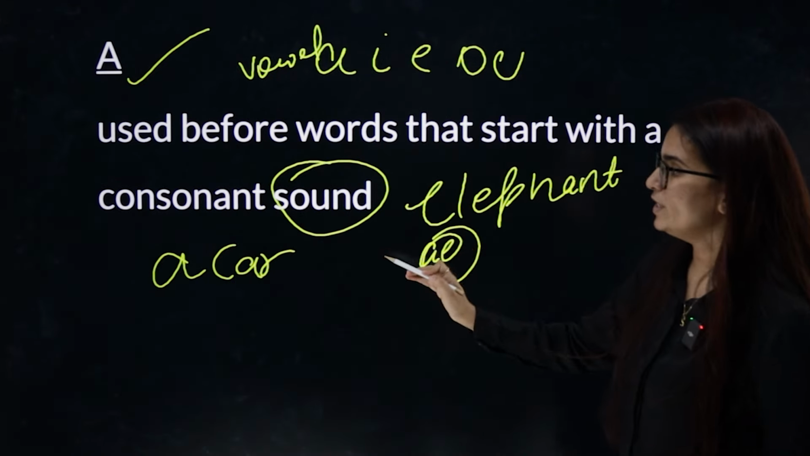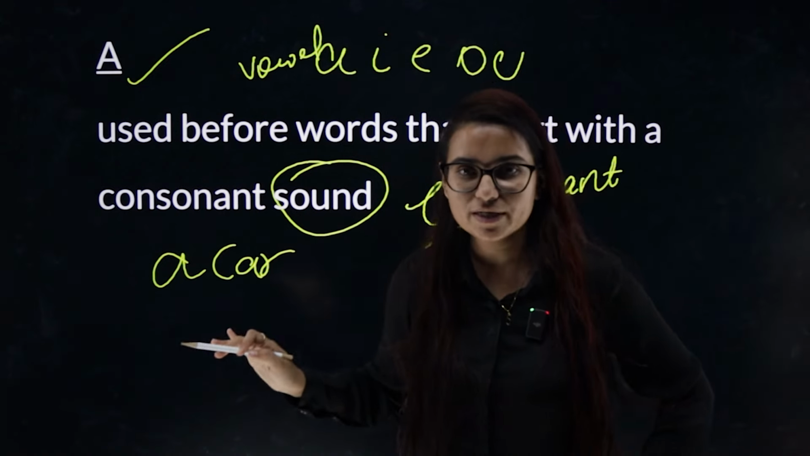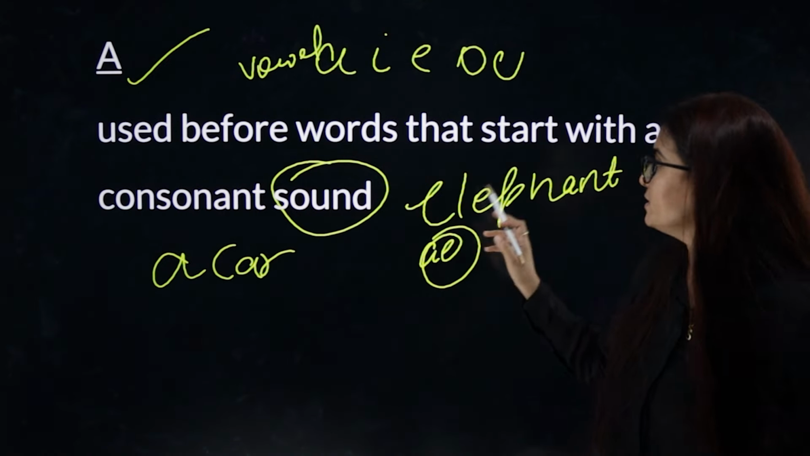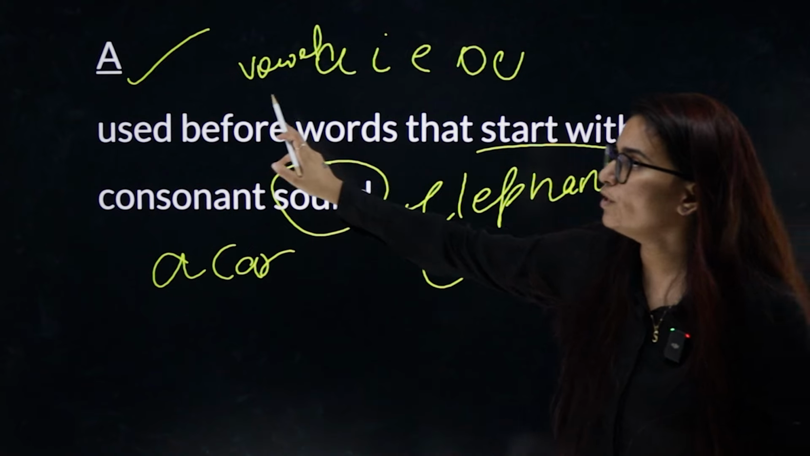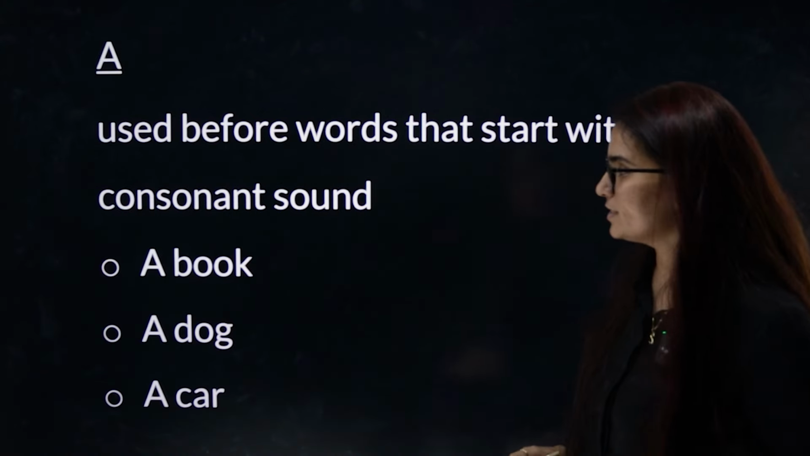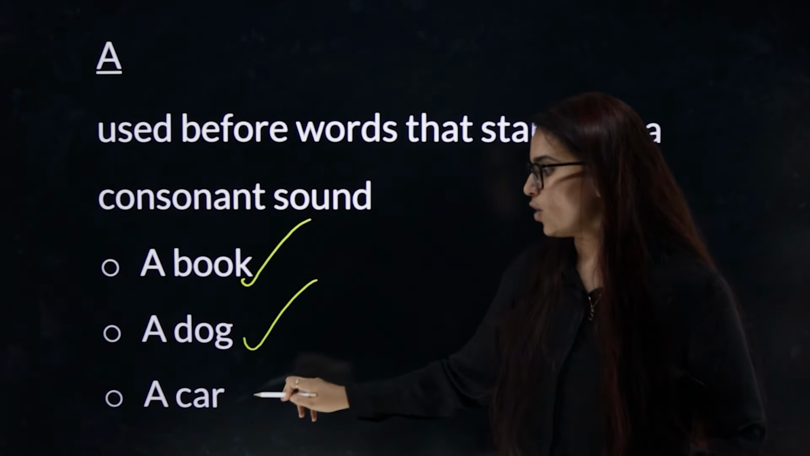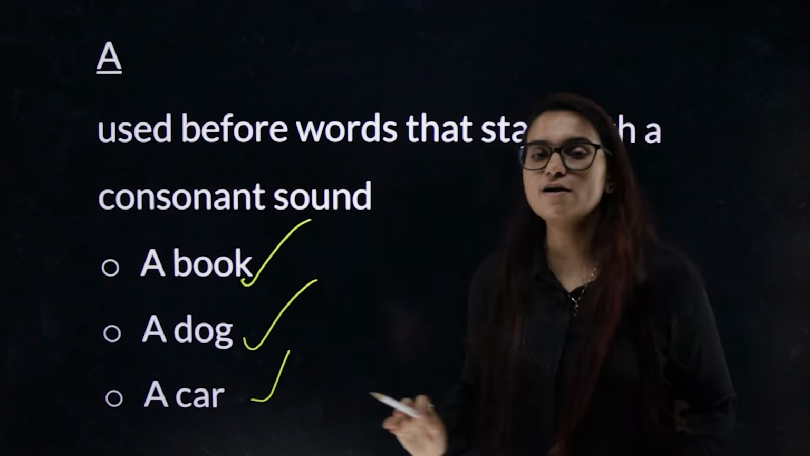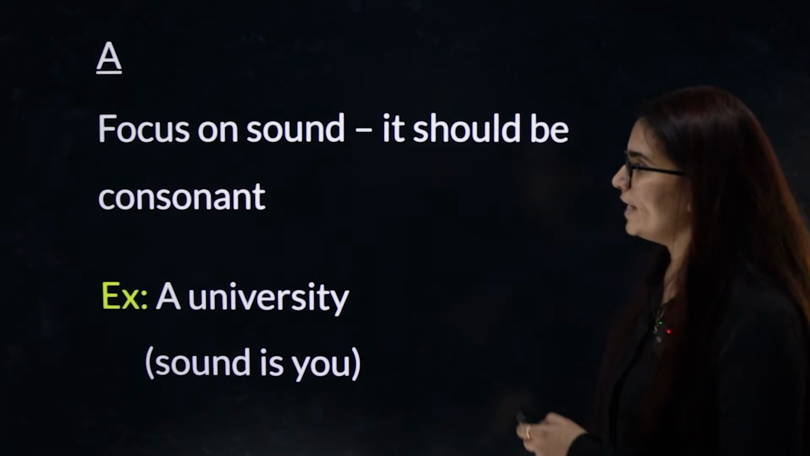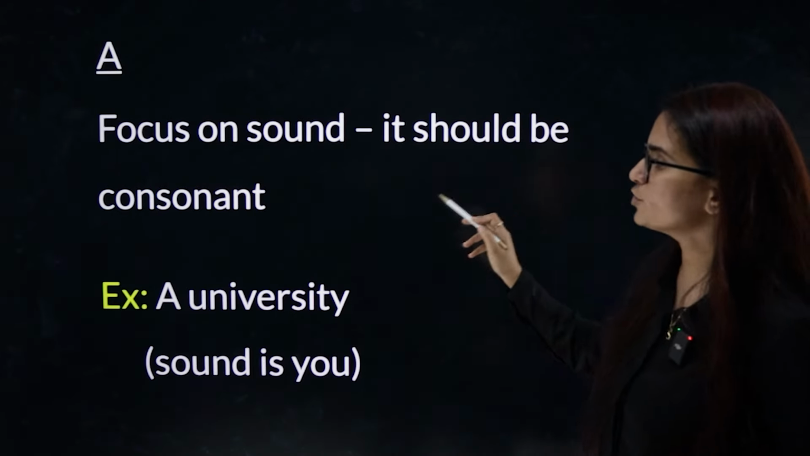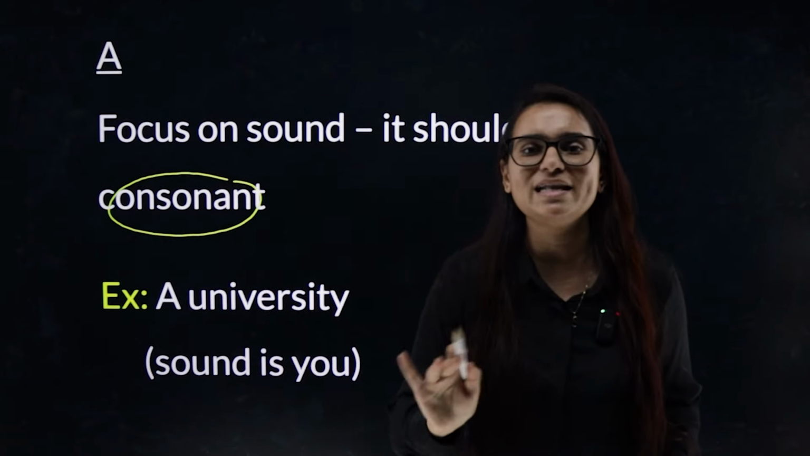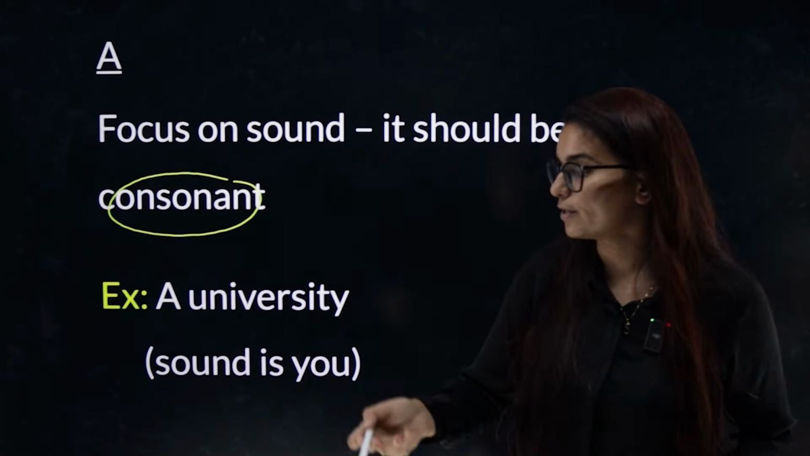Whenever you hear a word, a noun which has a consonant sound at the start of it, you will put a in front of that. For example, a book, a dog, a car. All of these have consonant sounds. Next, focus on the sound. It should be consonant. We are not talking about the letters. We are talking about the sound.